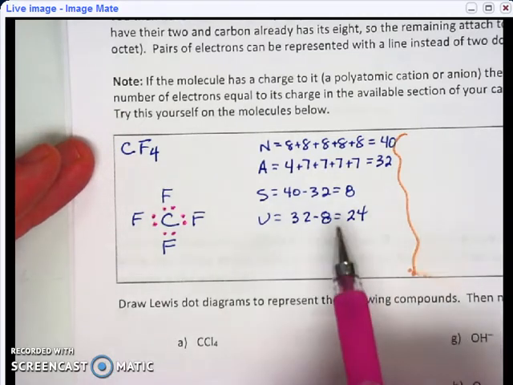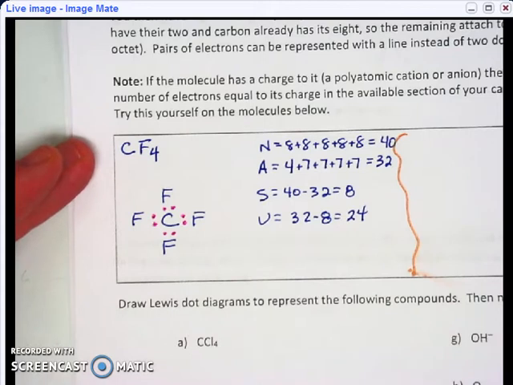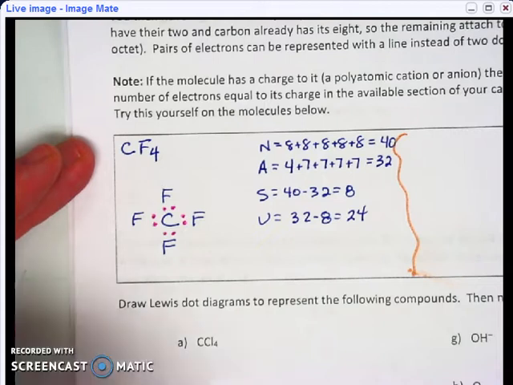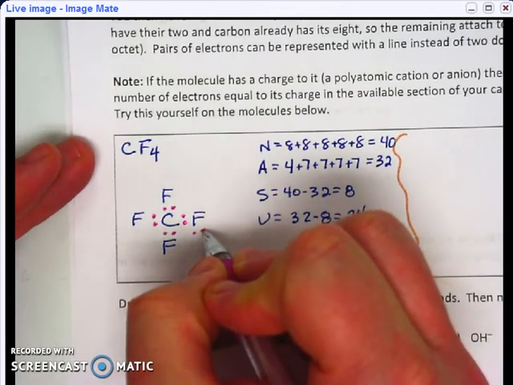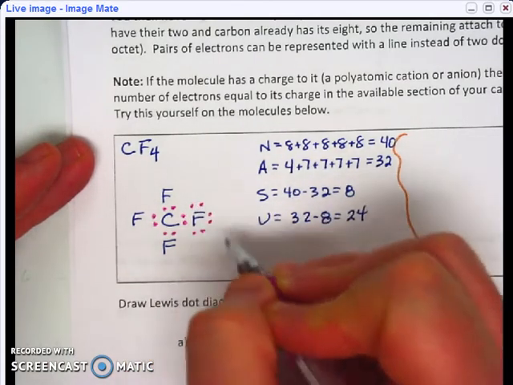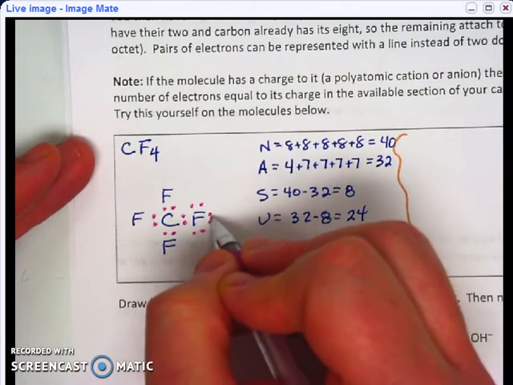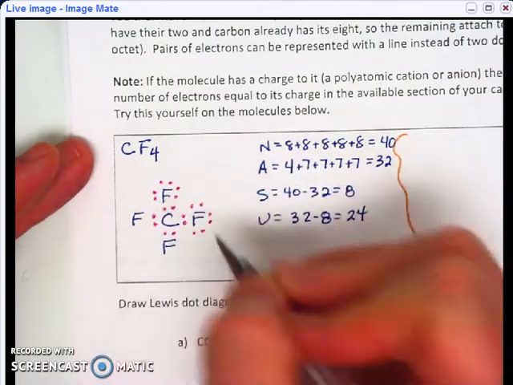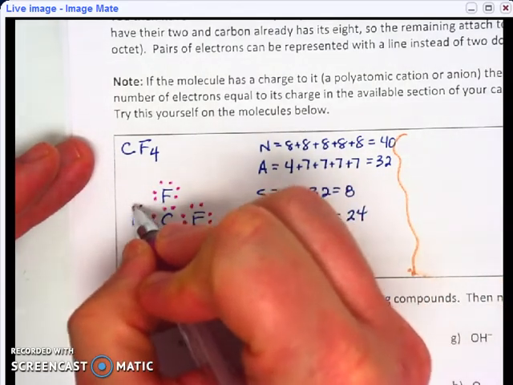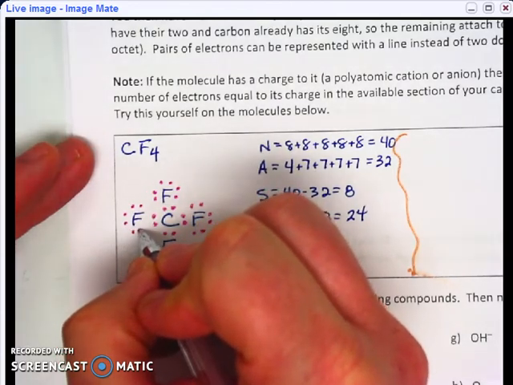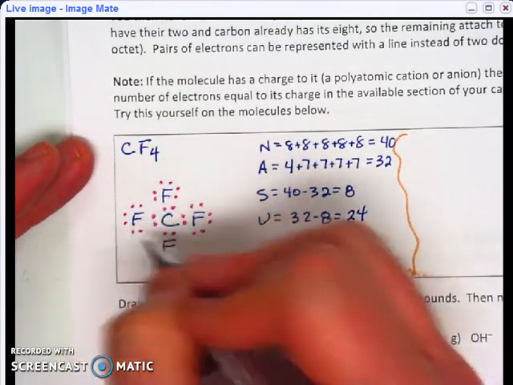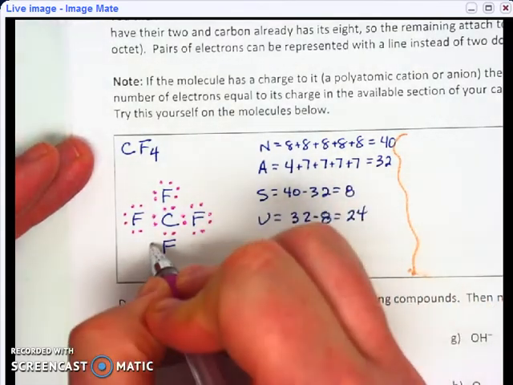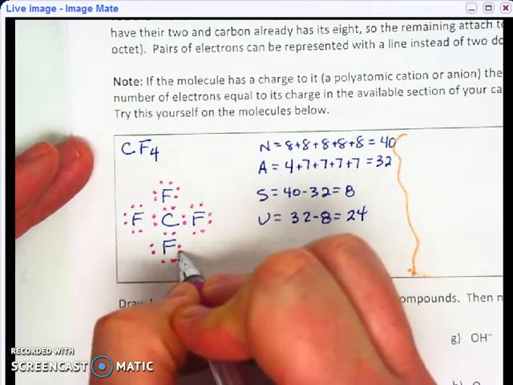I have 24 unshared electrons. Well, I cannot give carbon anymore. It's already got its 8. So we'll just start placing them. Now that fluorine has 8, so I use 2, 4, 6. We'll put another 6 around this fluorine, so it has 8. We'll put another 6 around this fluorine. That's a total of 18 of my unshared, right? They're not being shared, they're not between atoms. And I'll put the last 6 down here.